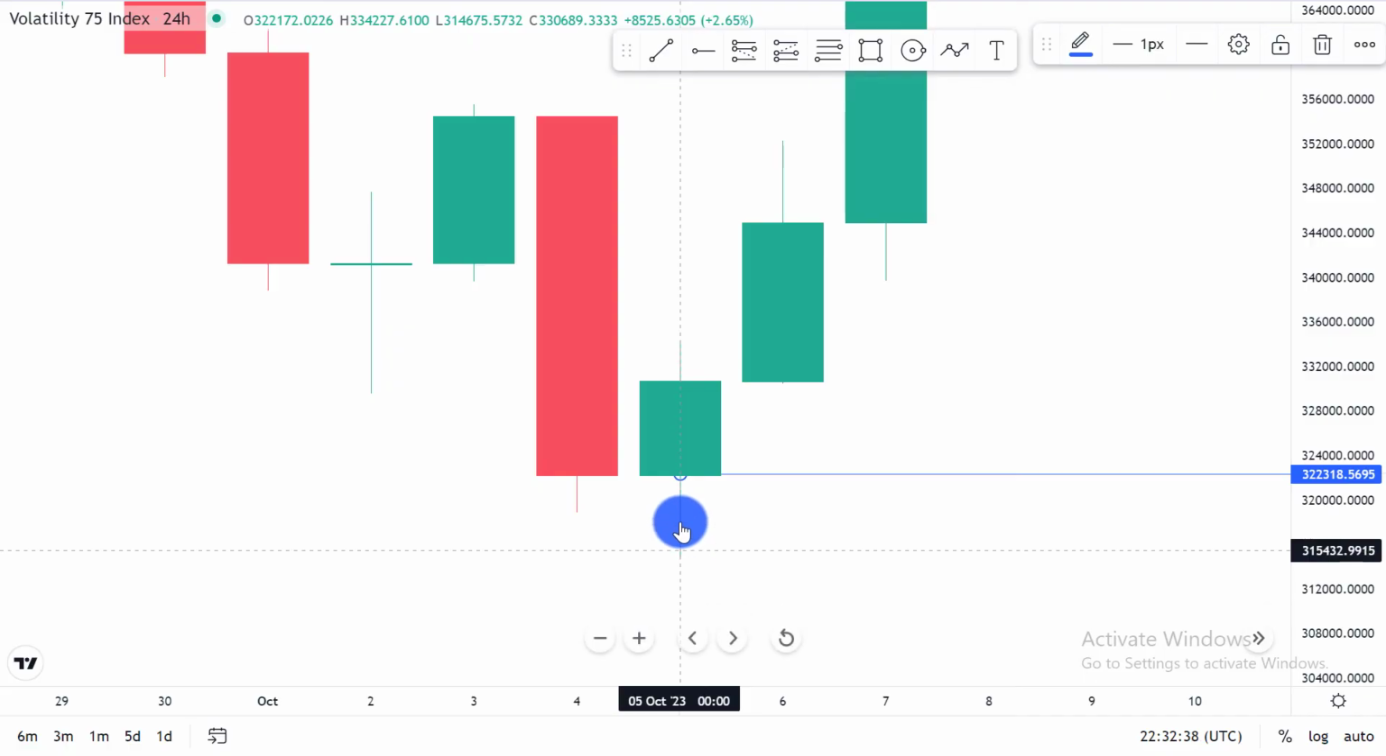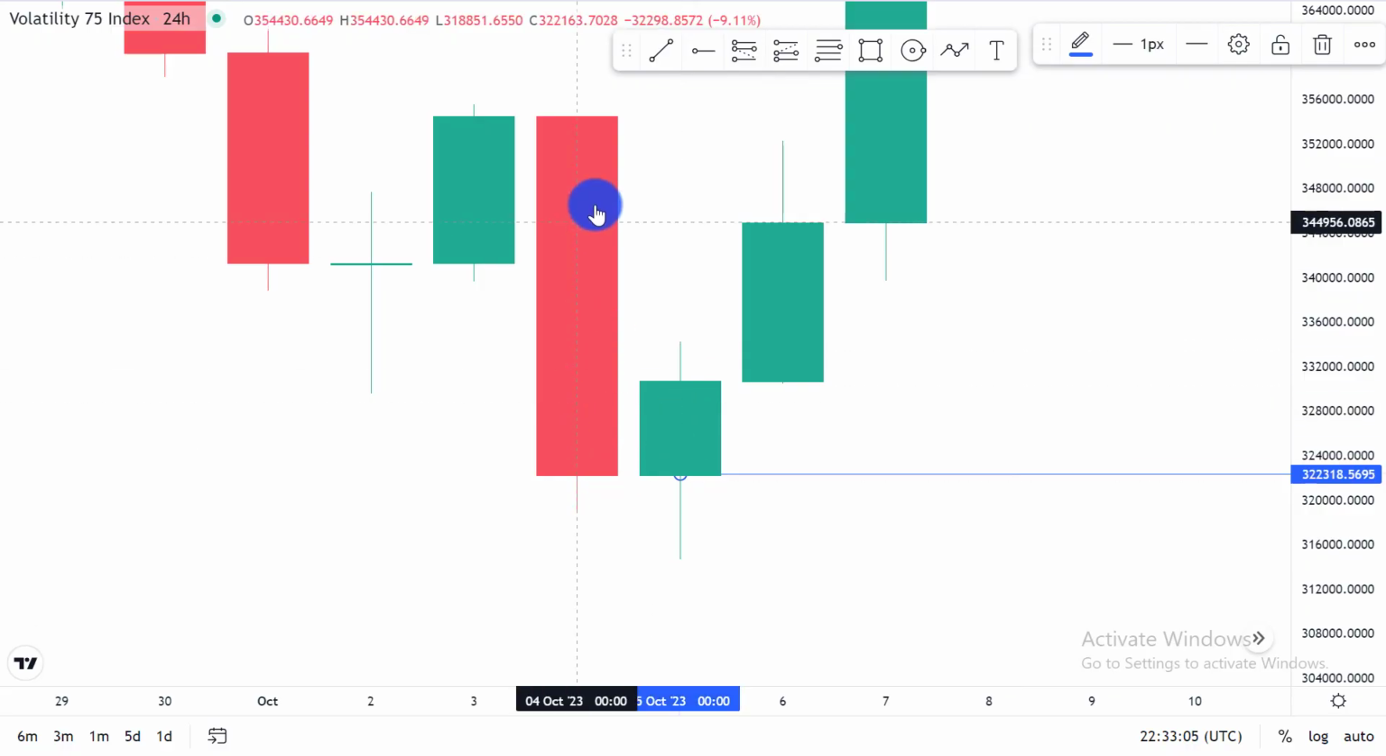What's the low of this candle? The low of the candle is 314675, right above here. That's where I'm reading 314675. The high of the candle is 334227, higher than the low. The opening is 322172. The closing price is 330689, higher than the opening price. That's a bullish candle.